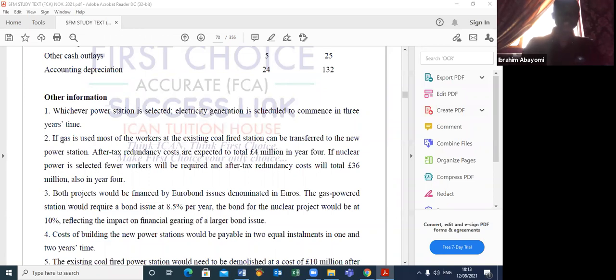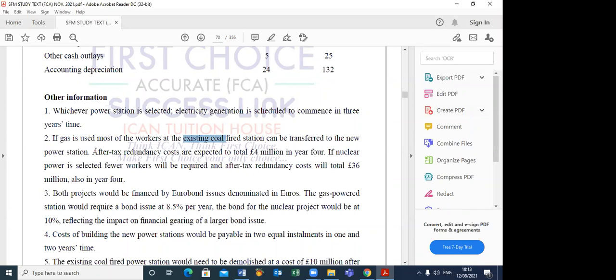Now, if gas is used, most of the workers at the existing coal-fired station can be transferred to the new power station. The coal that we want to move from, we have staff there. If we want to move to gas, we are going to move some staff from the coal to the gas power station.